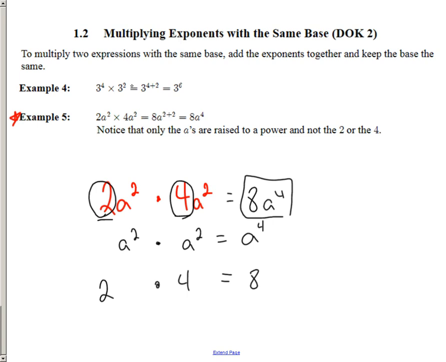So that's what you have to wrap your head around, is that with the coefficients, you multiply them just the way you always have, and then you handle the exponents slightly differently by adding the exponents together when they have the same base.